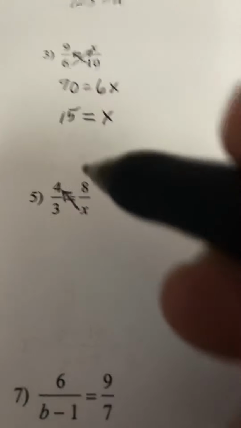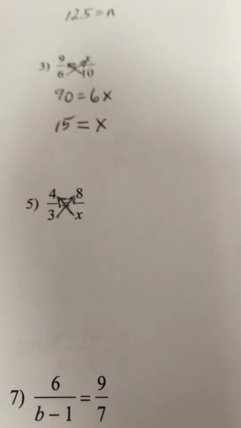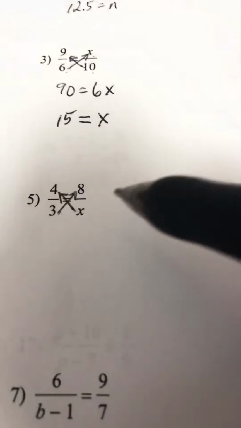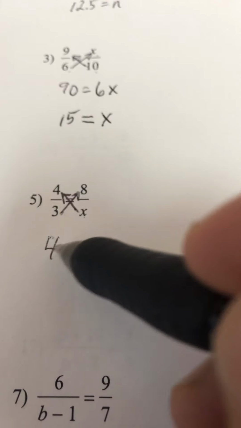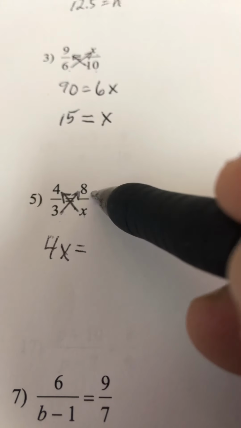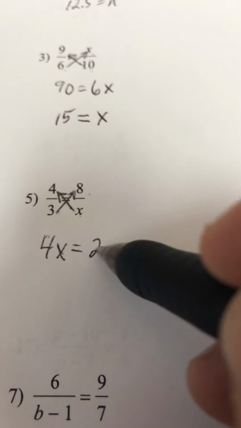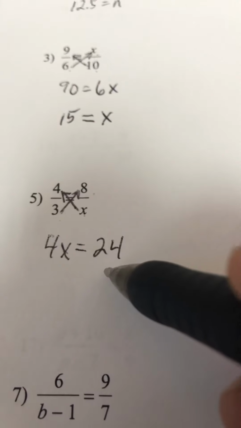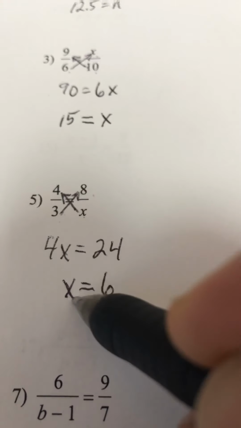Okay, this x is going to go with that 4, and that 3 is going to go with that 8. I'm just going to cross multiply those. All right, so x times 4 looks like 4x, and 3 times 8 equals 24. I divide both sides by 4. X equals 6. All right.